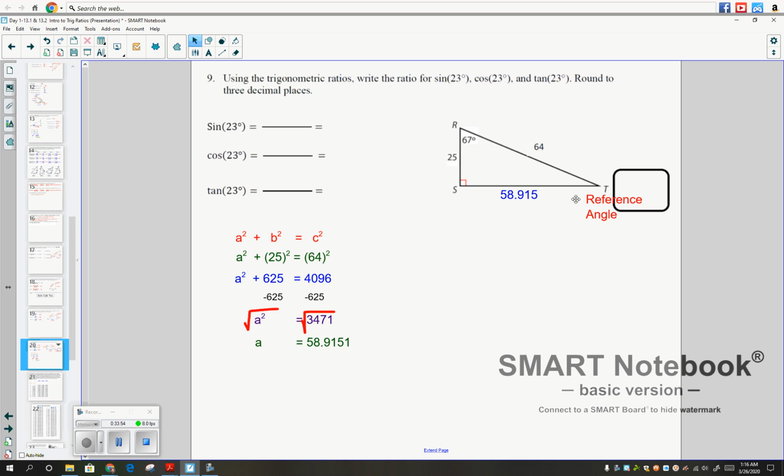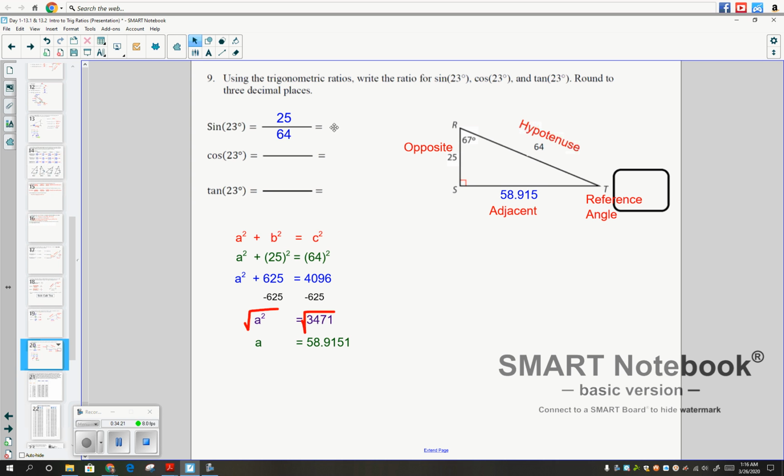Welcome back. Remember, SOHCAHTOA, opposite, adjacent, hypotenuse. 25 is opposite of angle T, which is my 23-degree angle. It's my reference angle. The 58.915, that's the side that's adjacent to angle T. And the 64 is the hypotenuse. Why is it the hypotenuse? Because it's crossing the right angle. So, sine was the ratio of opposite over hypotenuse. It's 25 over 64.